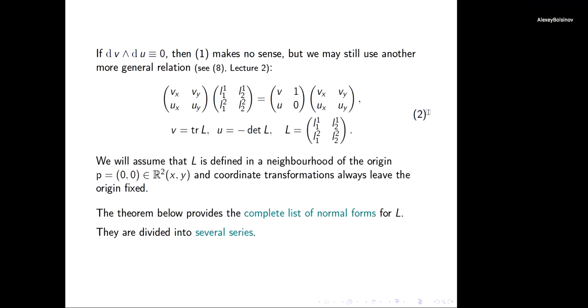We will assume that our operator at the point P we consider is a Jordan block. We will work with coordinate systems for which this point is the origin, so P has coordinates 0, 0 in the local coordinates we are going to work with. All coordinate transformations we apply to this neighborhood will leave this origin fixed.